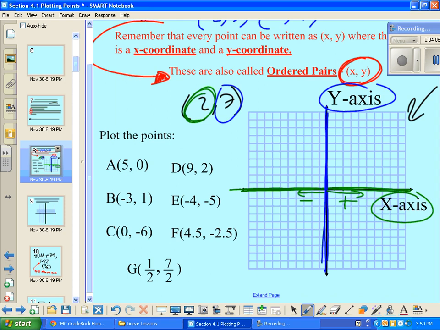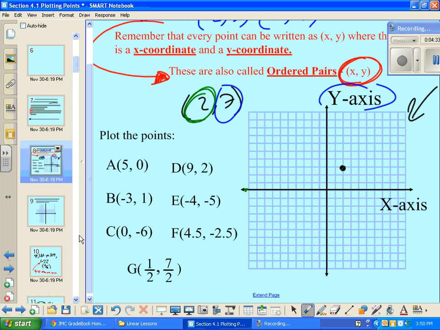And in this case, again, positive is up, and negative numbers are going to be down. So, looking at this ordered pair, 2, 3. Since it's positive 2, I'm going to go 2 to the right on the x-axis, and then I'm going to go 3 up, 1, 2, 3. So here is where my point would be. There's the point 2, 3.